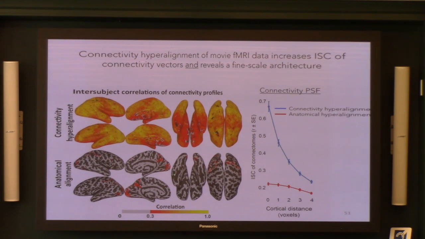And you can see that now we get a really dramatic increase in the similarity of the connectome across subjects with a very sharp point spread function, showing that the connectivity profile for a given cortical vertex is significantly different from the connectivity profile for neighboring cortical vertices.